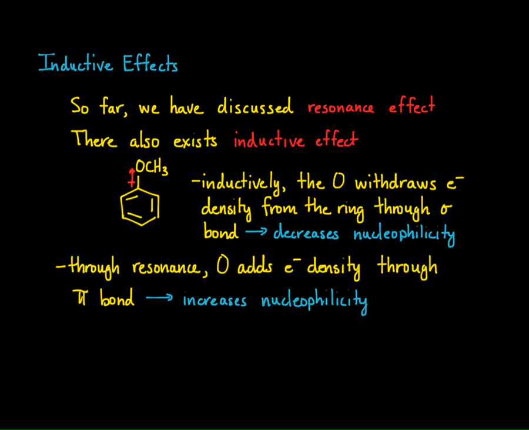And so we see that there are these two contradictory situations. Inductively, it's going to withdraw electron density. Through resonance, it's going to donate electron density. In this particular case, we see that resonance certainly outweighs the inductive effect. And because of that, the rate of the reaction increases, and we also see a stabilization of the intermediate, and in effect that guides the regioselectivity of the reaction.